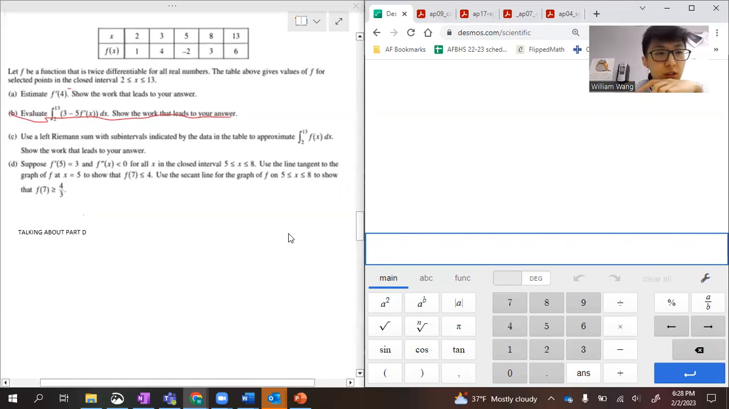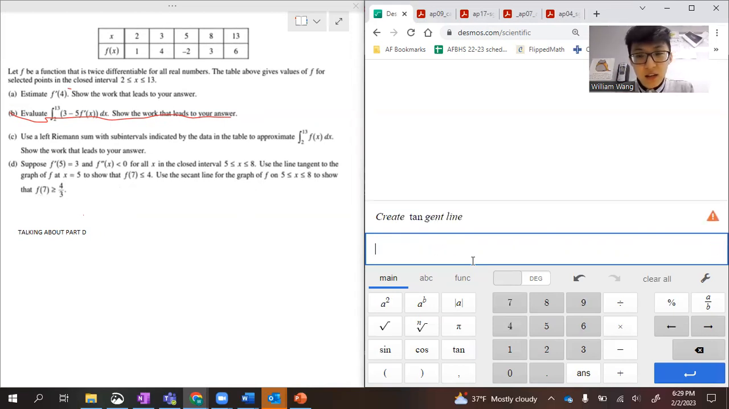So first, they say use the line tangent to the graph of f at x equals 5 to show that f of 7 is less than or equal to 4. Use the secant line for the graph of f on f of 8 to show that f of 7 is greater than 4 over 3. Okay, first thing, I need to figure out how to create a tangent line and a secant line, right?